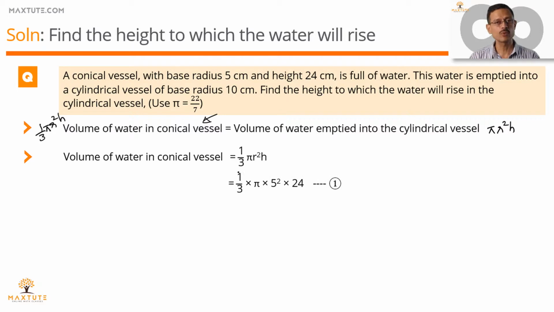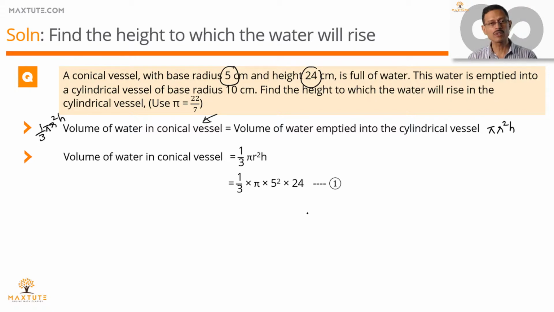Let's find out the volume of water, or volume of the cone. Volume of the cone is equal to 1/3 pi r squared h. What is the radius? Radius is equal to 5. What is the height? Height is equal to 24. So 1/3 into pi into 5 square into 24. This is the volume of water in the cone. Let's call this equation 1.